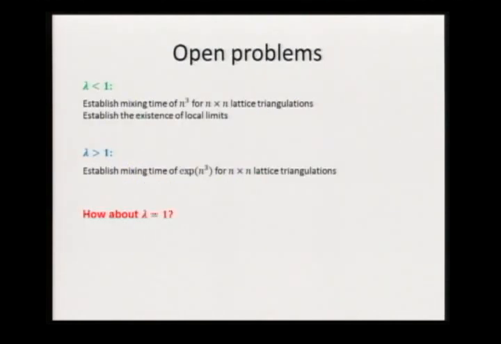So let me get to the open problems. The first open problem, if lambda is smaller than 1, for the case of the n by n, is of course to establish the mixing time of order n cubed for all lambda smaller than 1. Another thing is to establish the existence of local limits, the convergence, to establish that the infinite volume process exists. All of this is not known even for all lambda smaller than 1, but it is known for the n by k region. So you don't know this only for n by n. So that's the open problem in the regime of lambda smaller than 1.